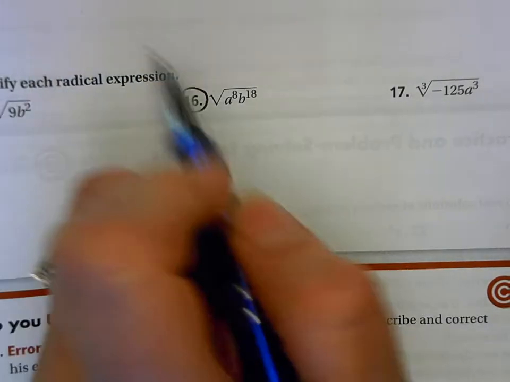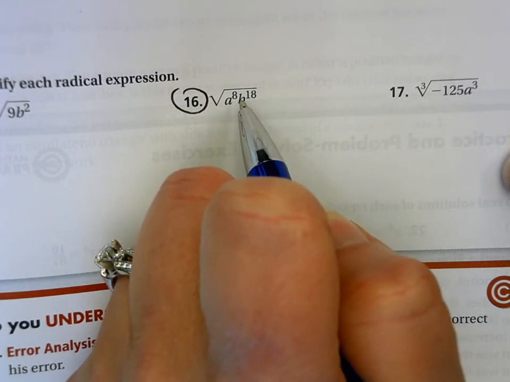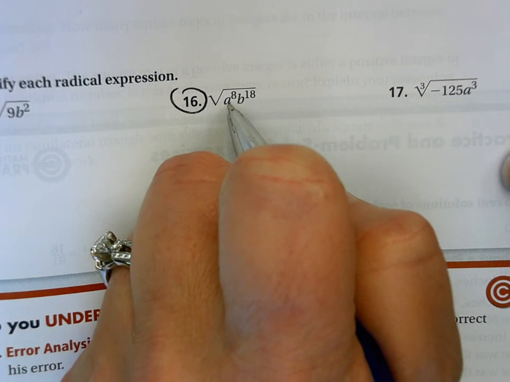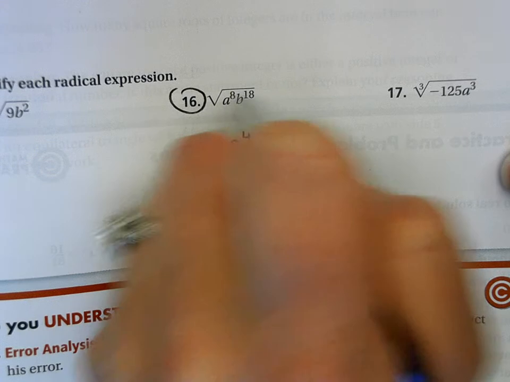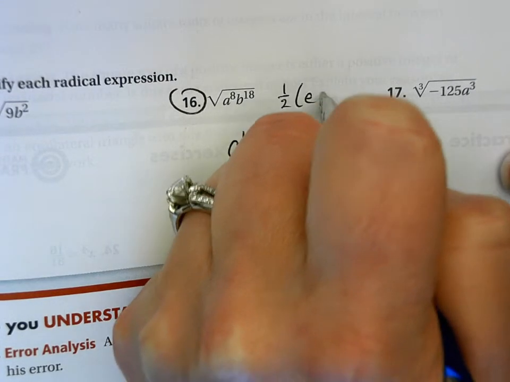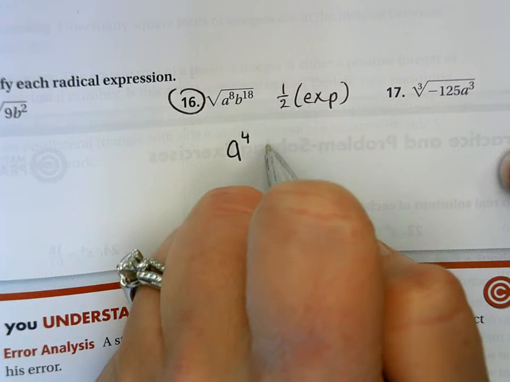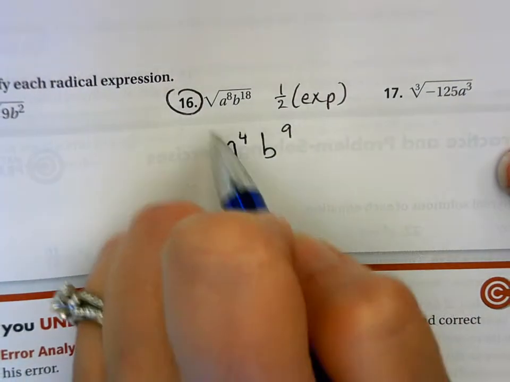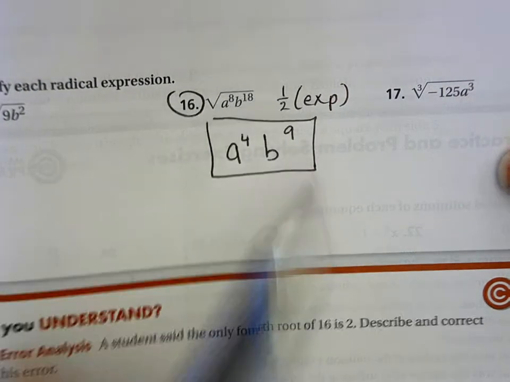For question number 16, these are both even powers, so I don't need to split it apart. So when I reduce this, I would do 8 divided by 2, which is 4, right? We always want to take half of the exponent. And then 18 divided by 2 is 9, so that would be b to the 9. And then that would be my answer. No square root involved. So 8 divided by 2, 18 divided by 2.